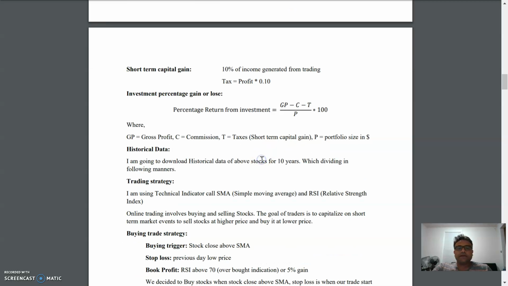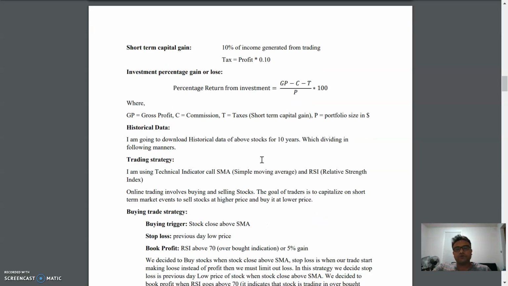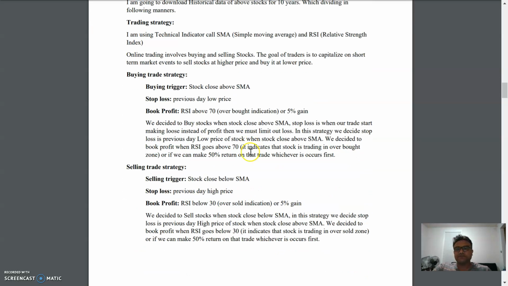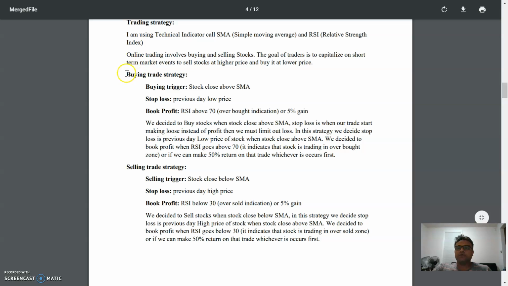I have downloaded 10-year historical data for Microsoft and Google, and these are my trading strategies for this model. The model will decide to buy a stock when the stock closes above the simple moving average, for which I use the 13-day moving average.